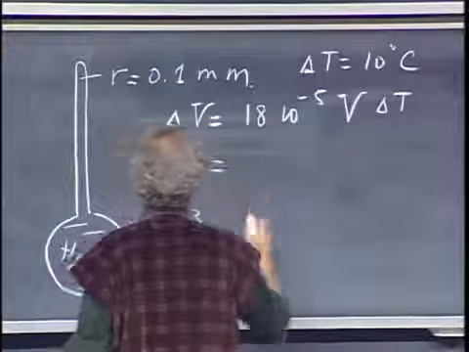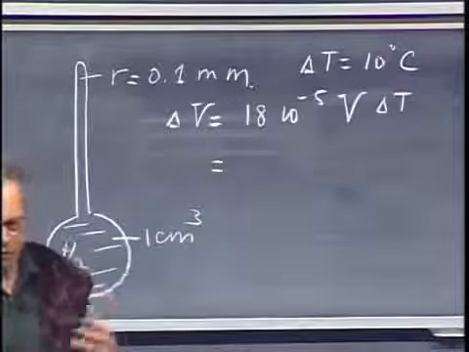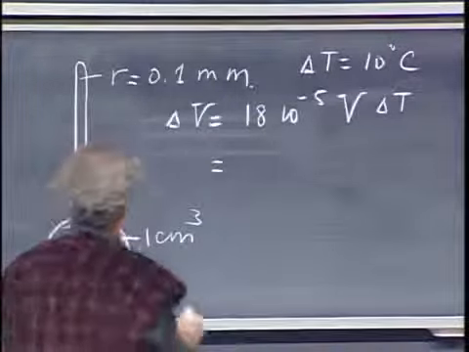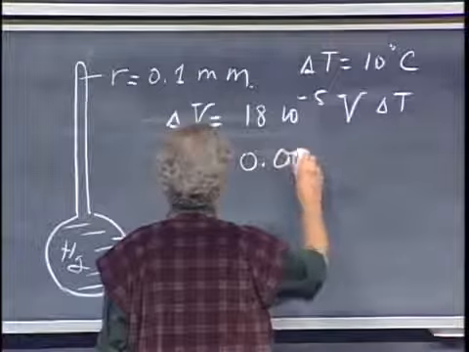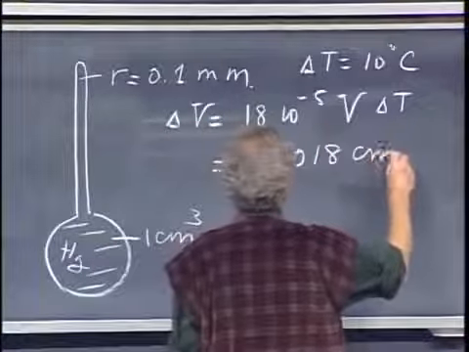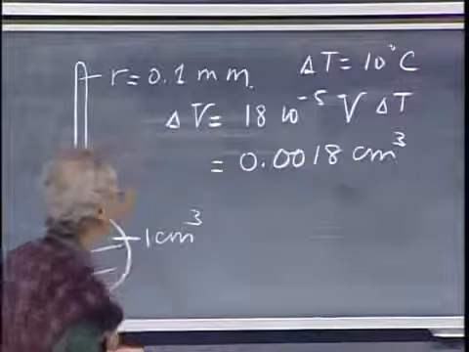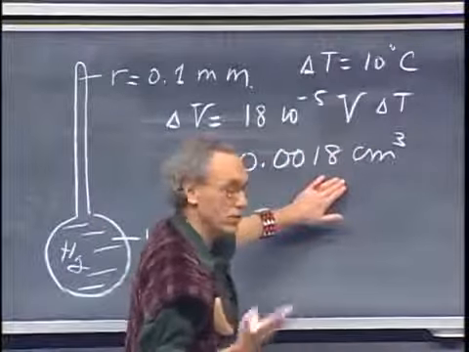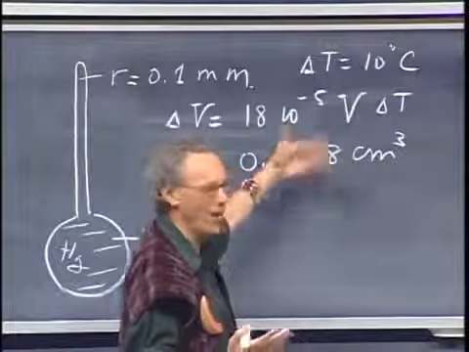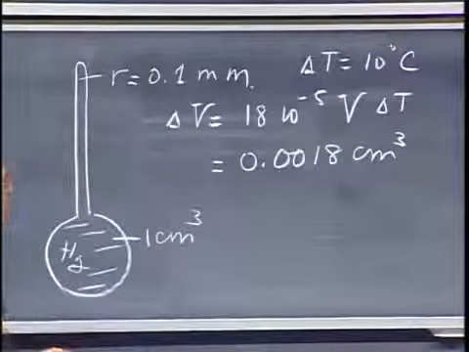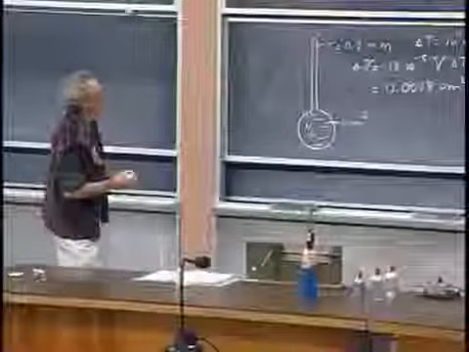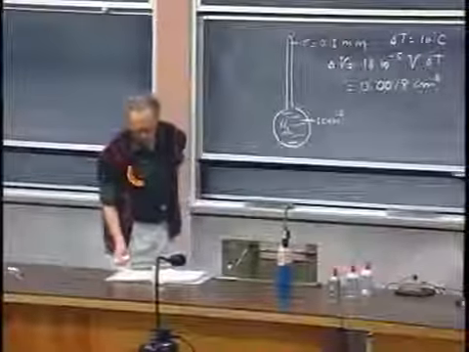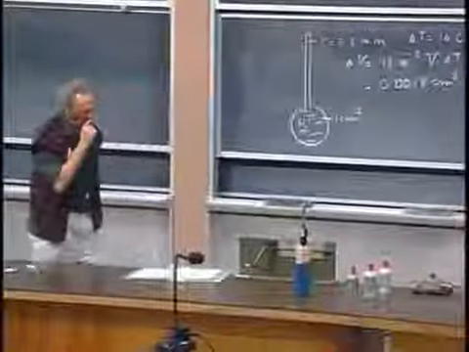And you will find that the expansion in terms of cubic centimeters is 0.0018 cubic centimeters. See, if you leave V in cubic centimeters, which you can do, then you get your answer also in cubic centimeters, of course. You do not always have to work MKS. So this is an extraordinarily small increase in terms of its volume.